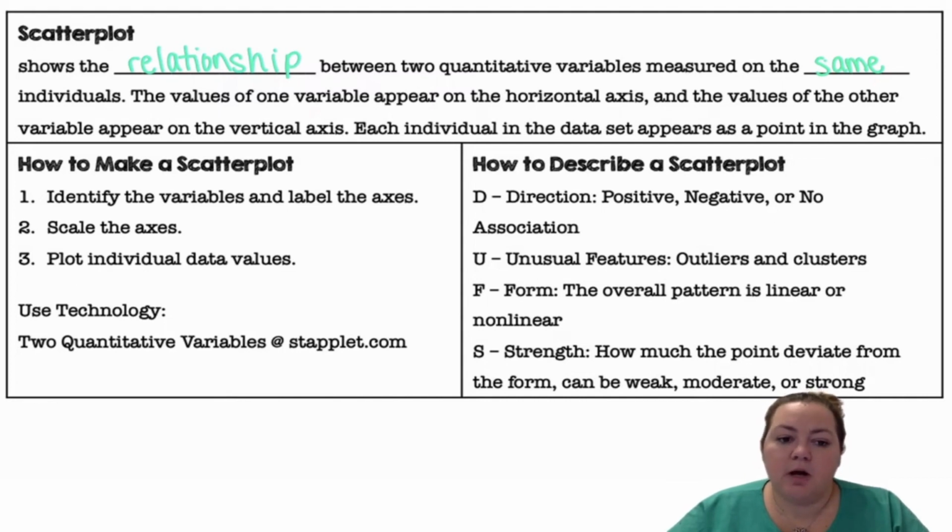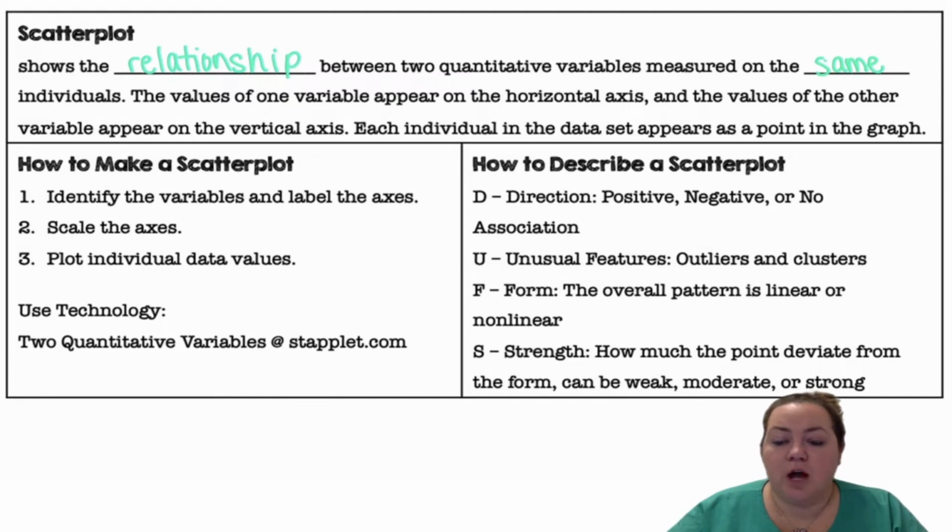To make a scatter plot, we're going to first identify the variables and label the axes. We're going to scale the axes, and we're going to plot the individual data values. If we want to do this with technology, I would recommend going to staplet.com and picking two quantitative variables.